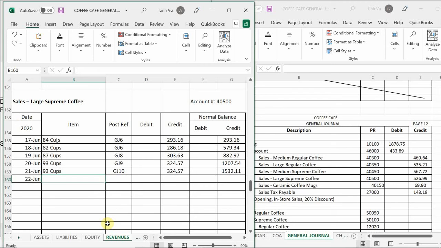How many cups do we sell for the large supreme coffees? 151. For the 526.99, bringing my grand total to be 2095.10. 2059. 2059.10. Good. A little dyslexia. No worries. All right. We got to finish our ceramic coffee mugs.